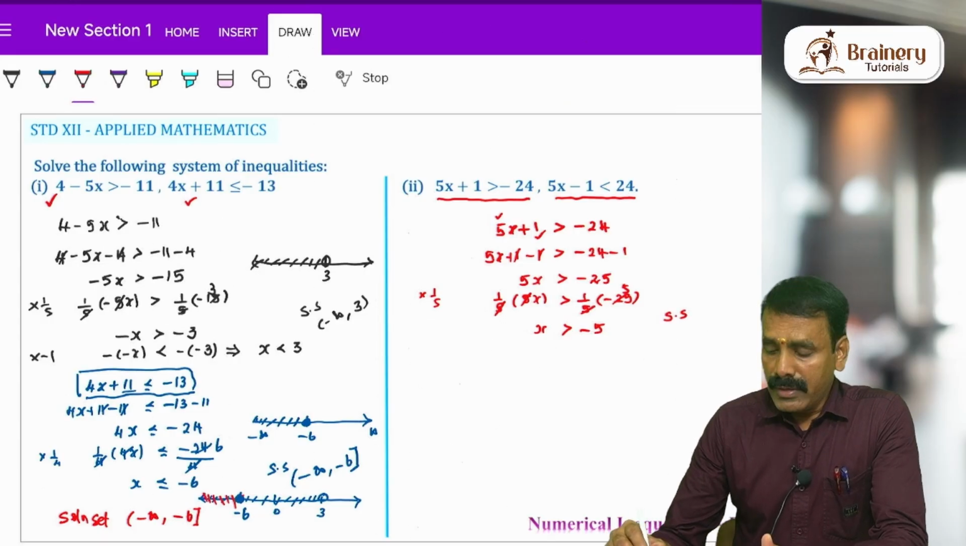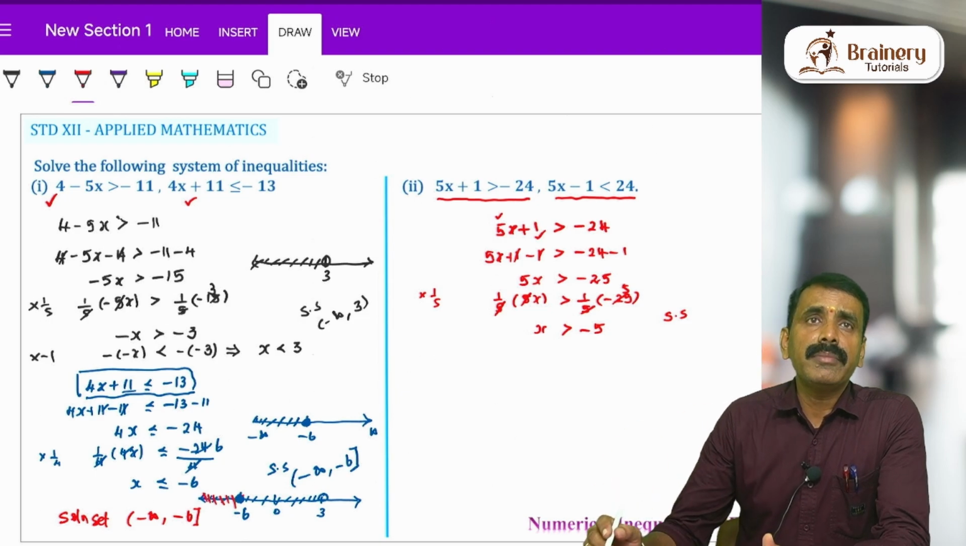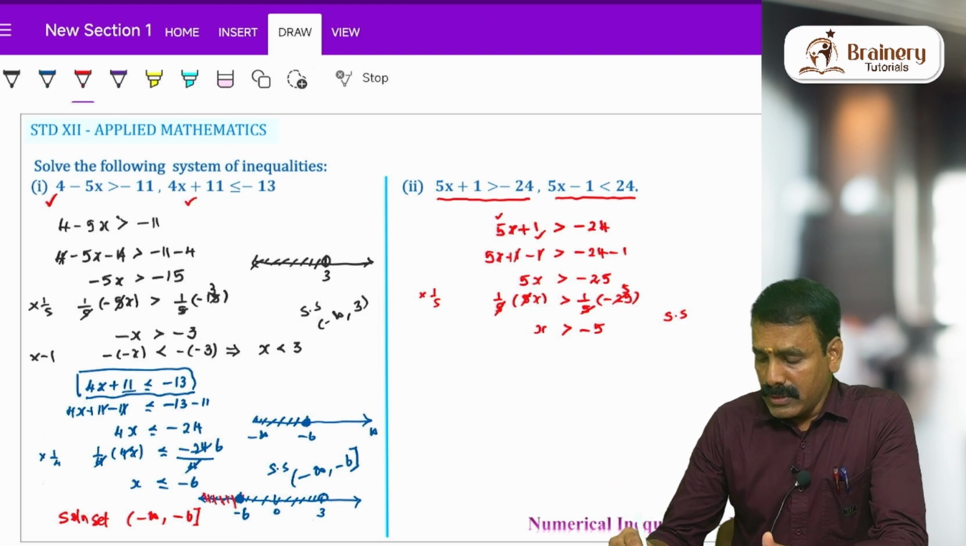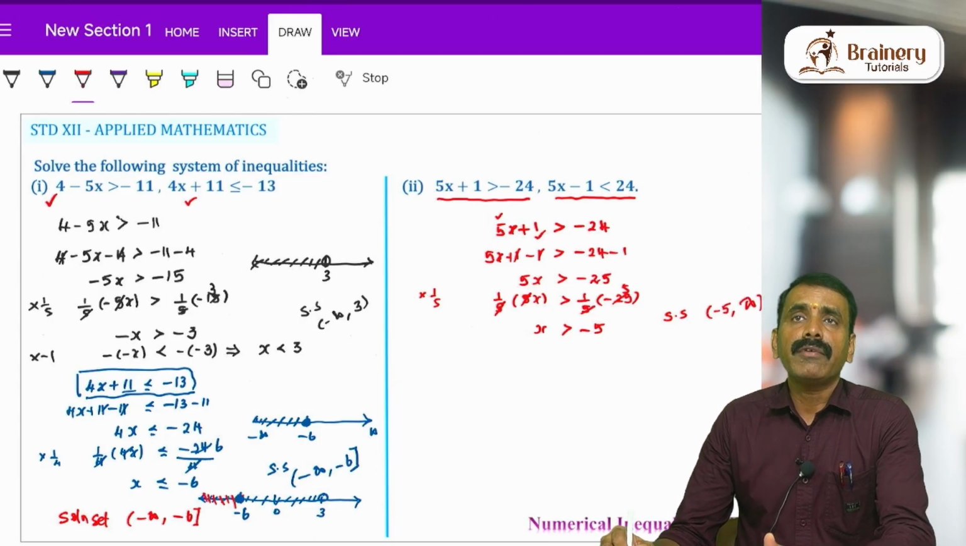So the solution set for this particular inequality will be x greater than minus 5, and minus 5 is not included. So any number which is greater than minus 5 will be considered for the solution. So the solution set will be the open interval minus 5 to plus infinity.